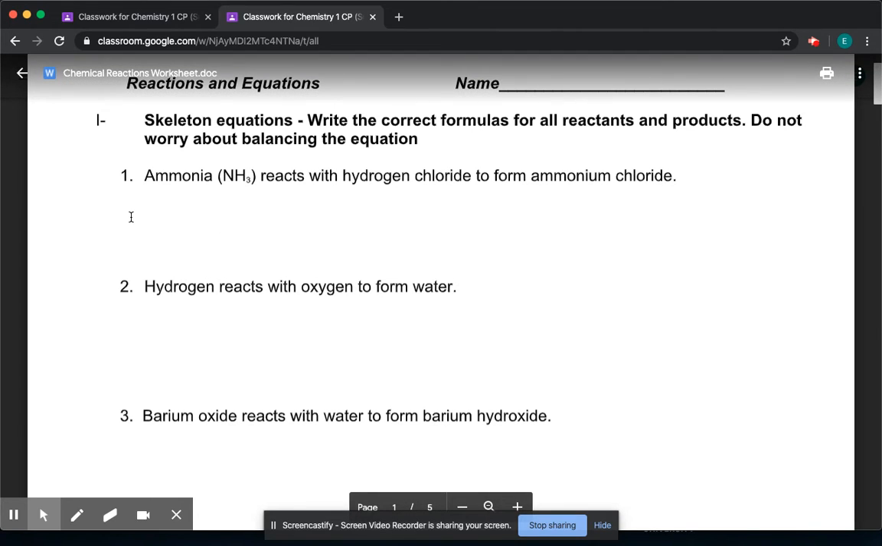So there's only 5 questions. Let's do number 1 and number 2. So number 1, ammonia. They're telling you here what ammonia is: NH3. So we're starting with NH3. Reacts is your cue for plus. NH3 reacts with hydrogen chloride. Hydrogen chloride is HCl. To form. It's okay, to form is another word for make or produce. To form, making ammonium chloride.